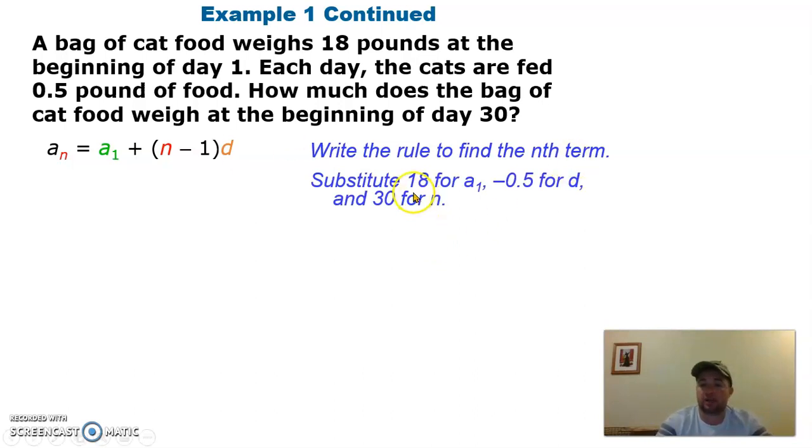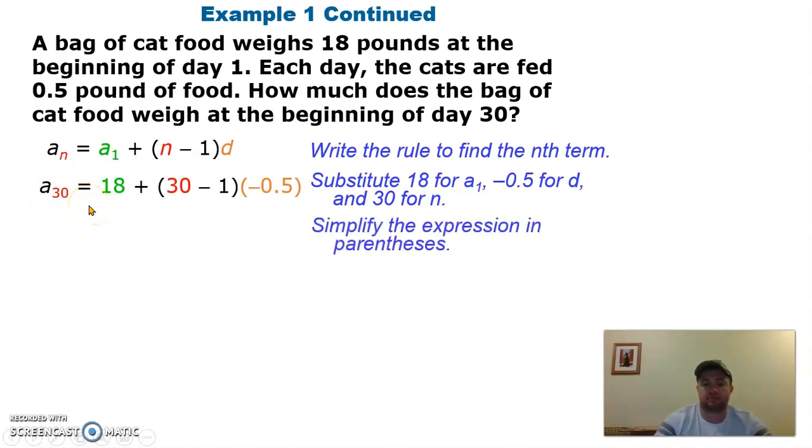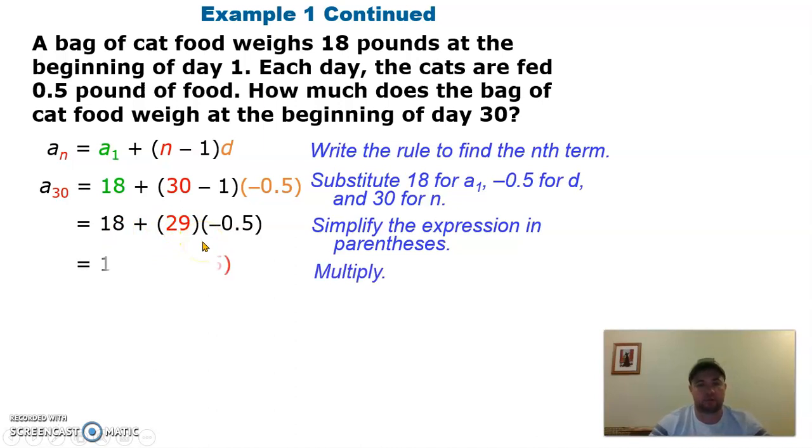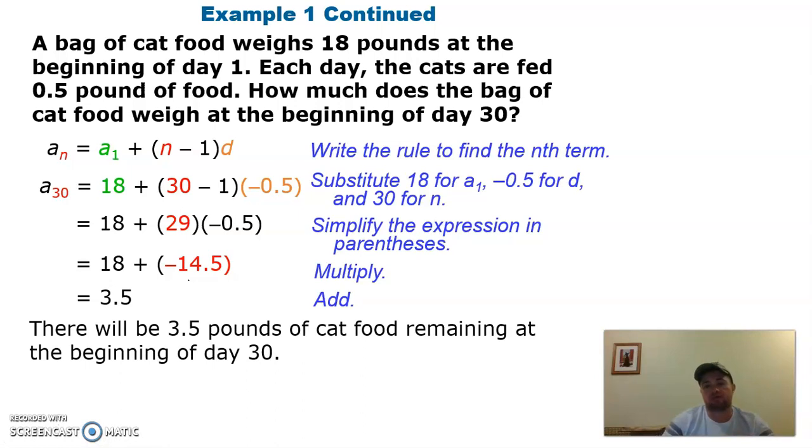So I'm going to substitute 18 for a sub 1, negative 0.5 for D, and 30 for n. And I'm going to fill in my information. We're going to simplify our expression. I'm going to get 18 plus 29 times negative 0.5. We're going to multiply it out. 18 plus negative 14.5. Add them together, and I get 3.5. So there will be 3.5 pounds of cat food remaining at the beginning of day 30.